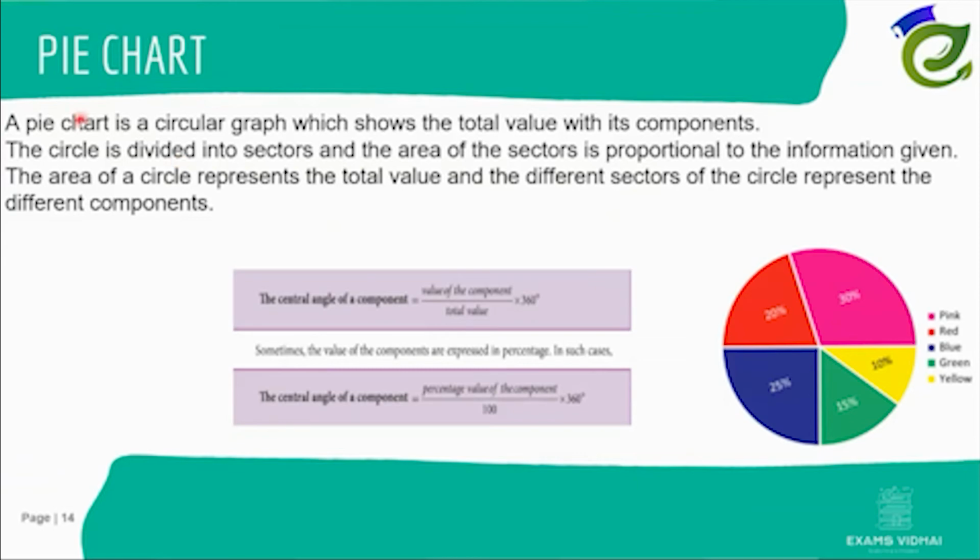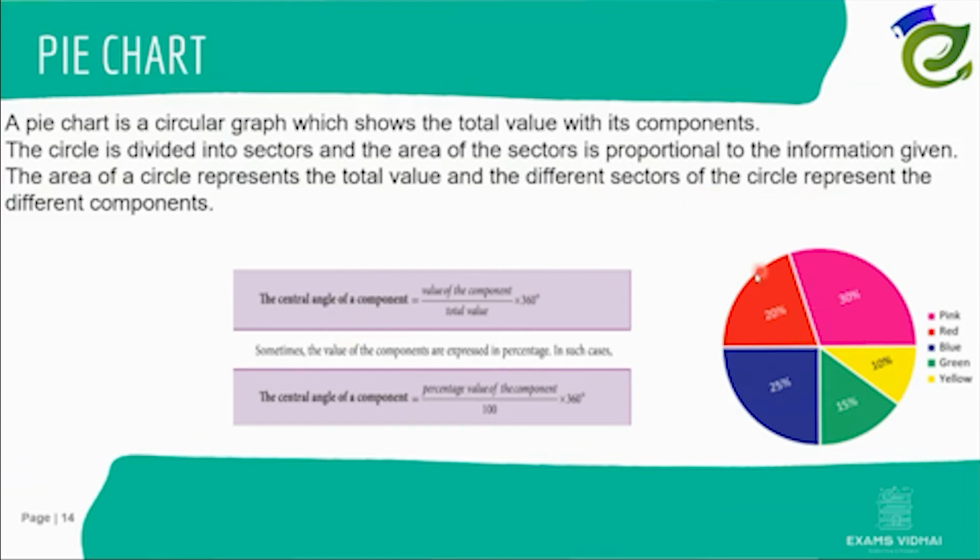Pie chart. A pie chart is a circular graph which shows the total value with its components. Pie chart is an example of a representation of ungrouped data. The circle is divided into sectors and the area of the sectors is proportional to the information given. The area of the circle represents the total value and the different sectors of the circle represent the different components.